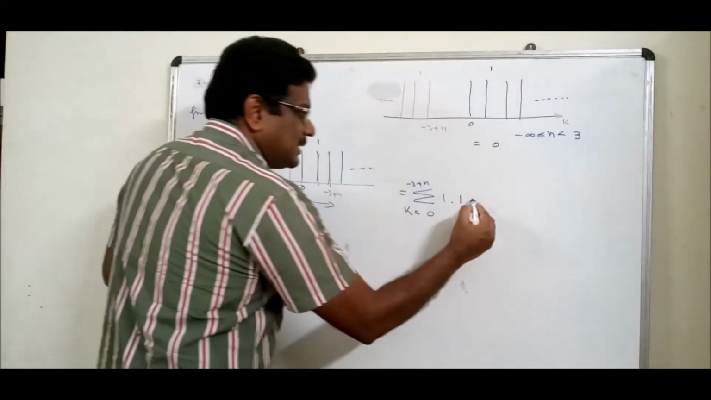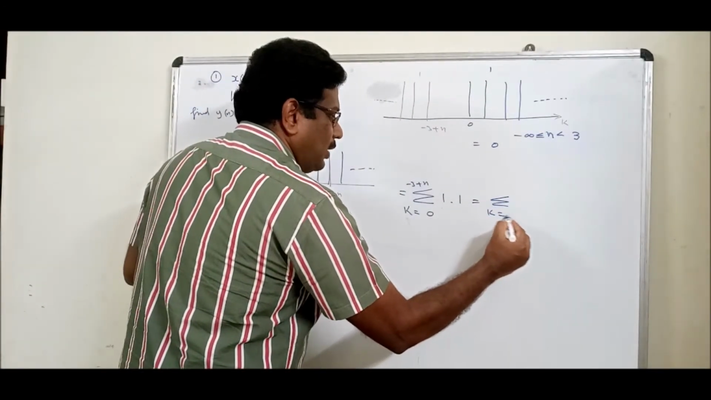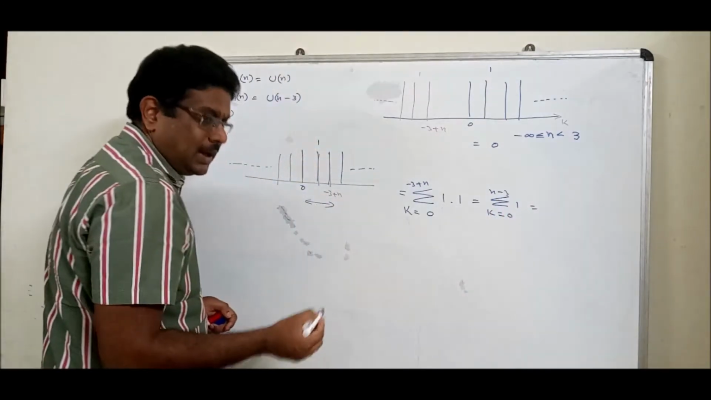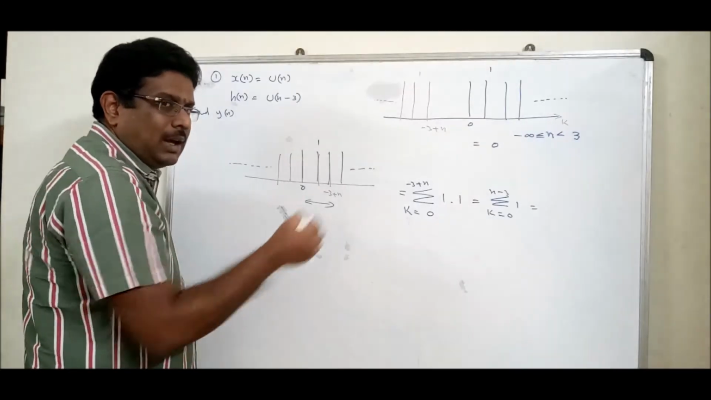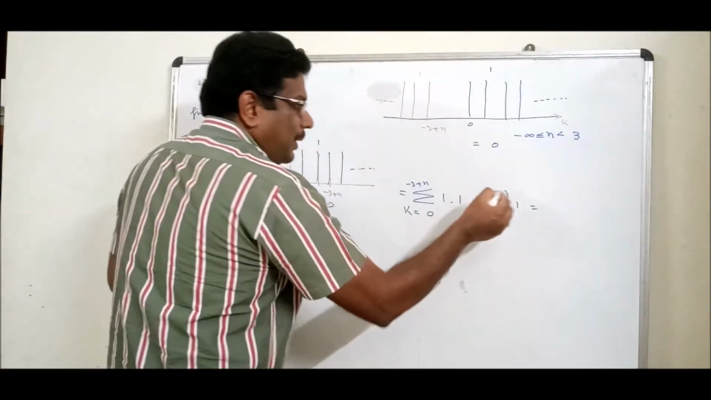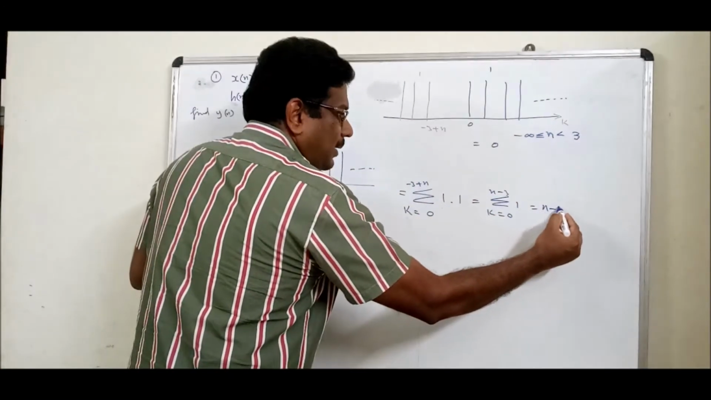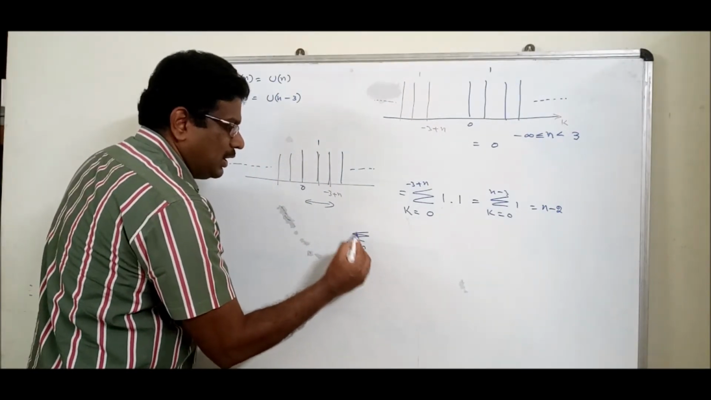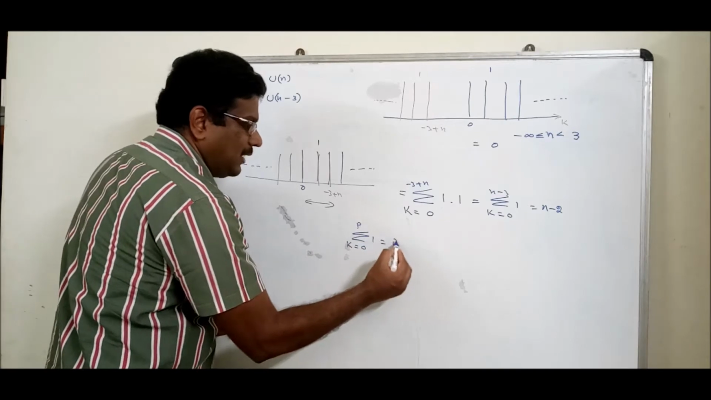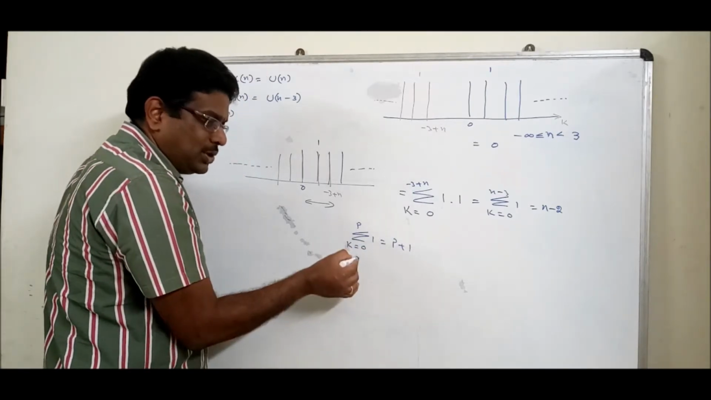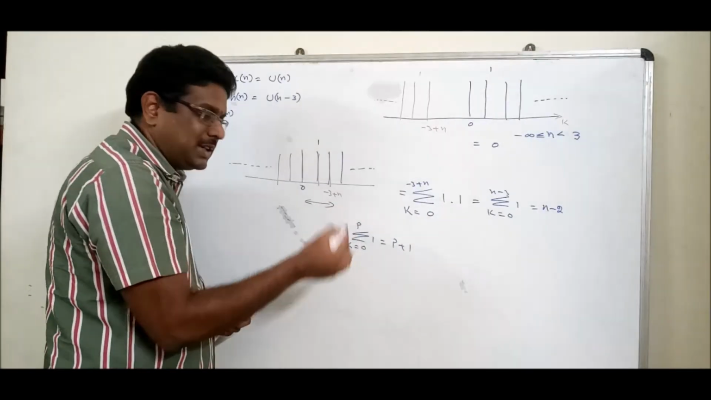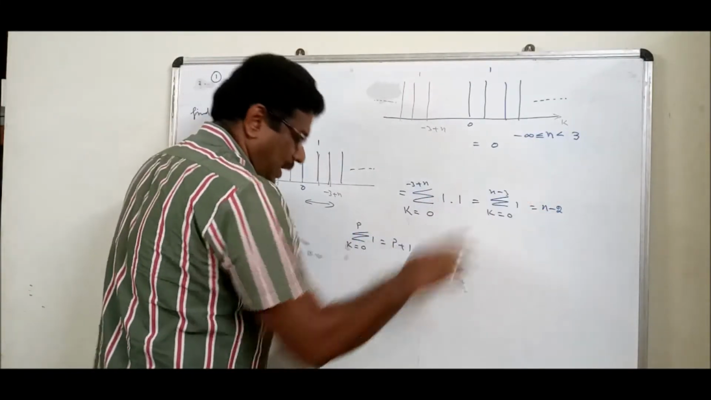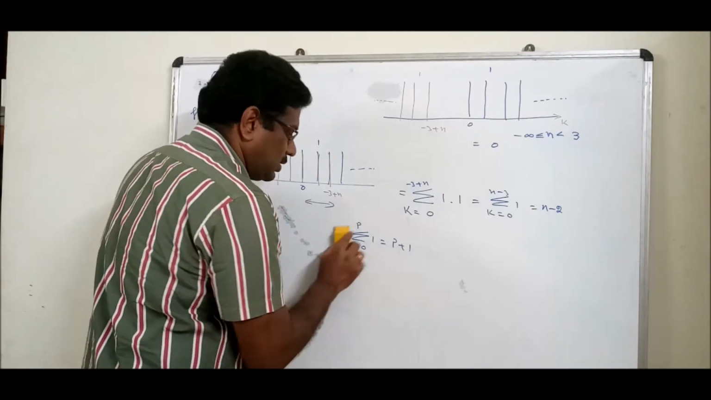Now what is this answer? Summation k equal to 0 to n minus 3, 1. The answer is the basic formula in our discrete: upper limit plus 1. Answer is n minus 2. Can you please recall? Summation k equal to 0 to P of 1, the answer will be P plus 1, because from P to 0 you are going to add, total P plus 1 is there. How should you recall? Upper limit plus 1. So the answer is n minus 2.